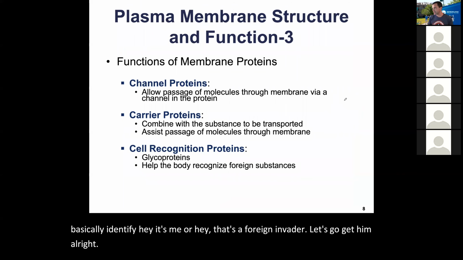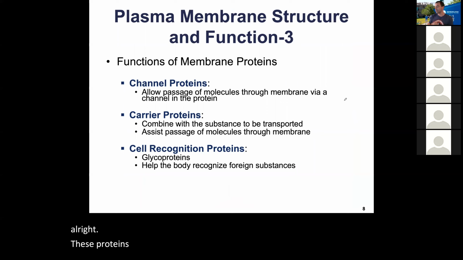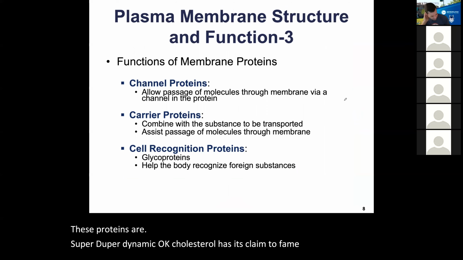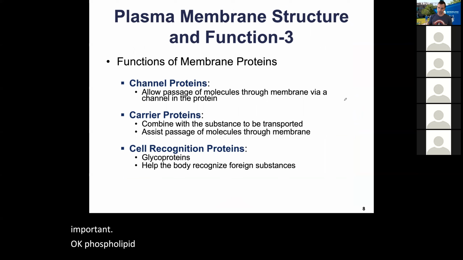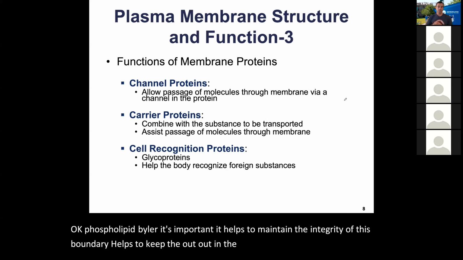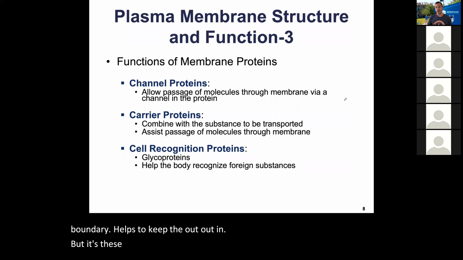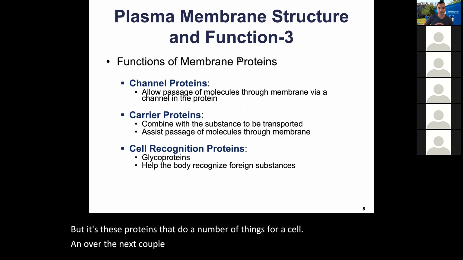These proteins are super duper dynamic. Okay. Cholesterol has its claim to fame, fluidity, super duper important. Okay. Phospholipid bilayer, it's important. It helps to maintain the integrity of this boundary. Okay. Helps to keep the out and the in. But it's these proteins that do a number of things for a cell. And over the next couple of slides, we go over those.